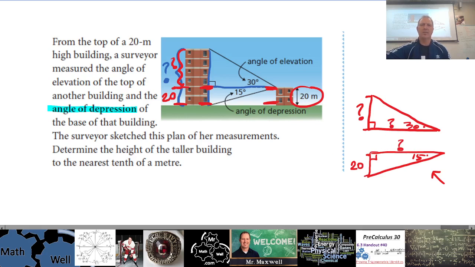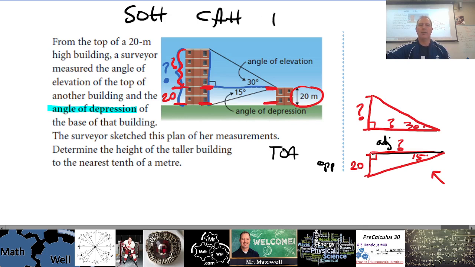This 20 is the opposite side to angle 15. What is this side right here? Is it the hypotenuse or the adjacent? Okay, so this is the adjacent, right? So we have OA, which is TOA. So we're looking for TOA here.